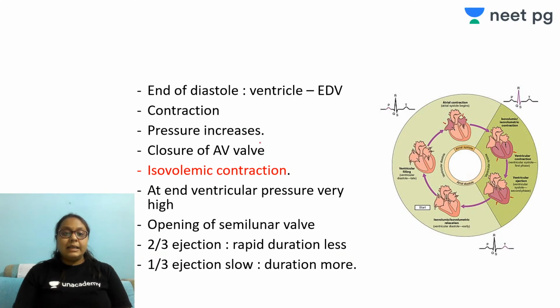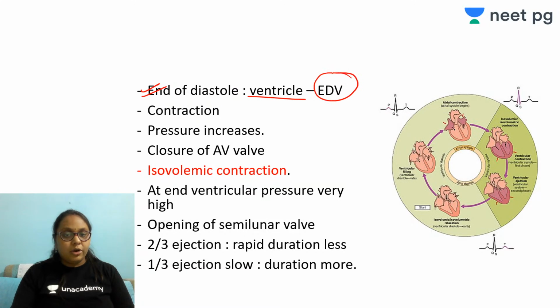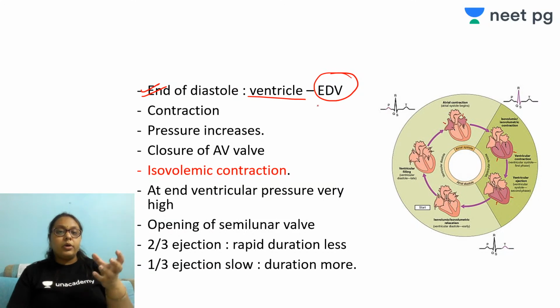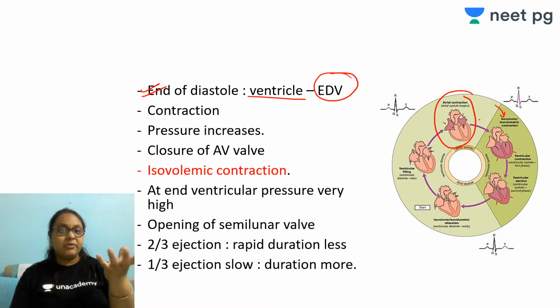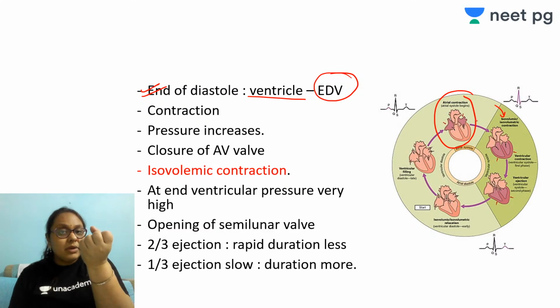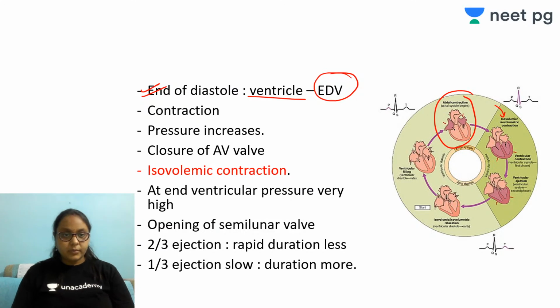Now, at the end of diastole, the end diastolic volume remains inside the ventricle. Now all the blood has come into the ventricle. The ventricle has full blood. Now it will enter into the systolic phase. That means the ventricle will now contract.